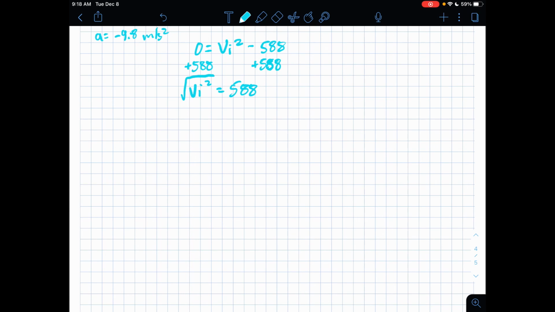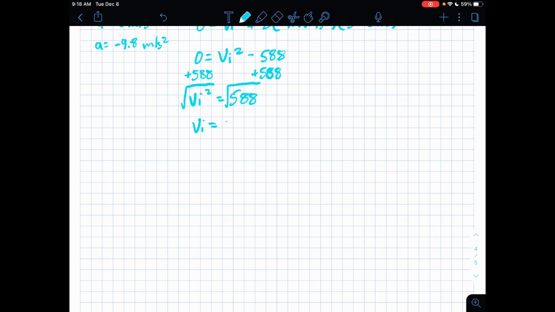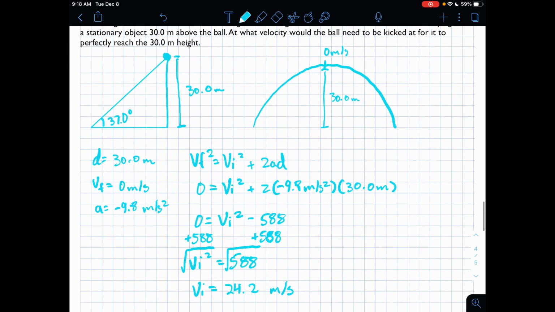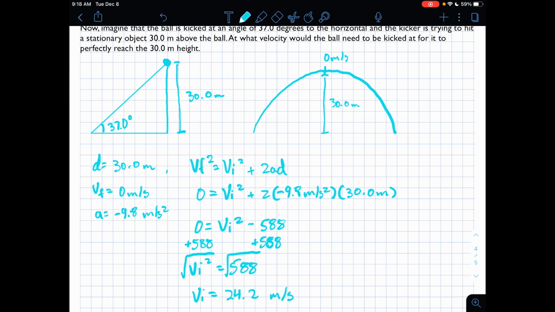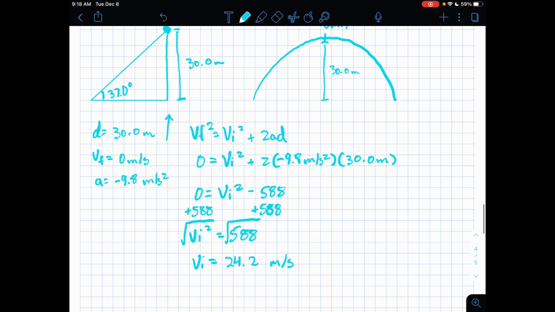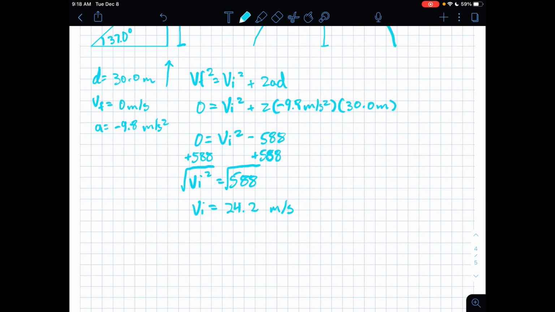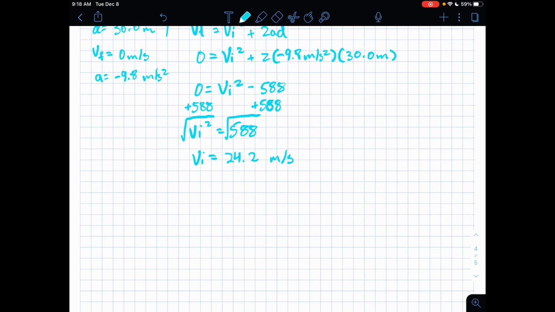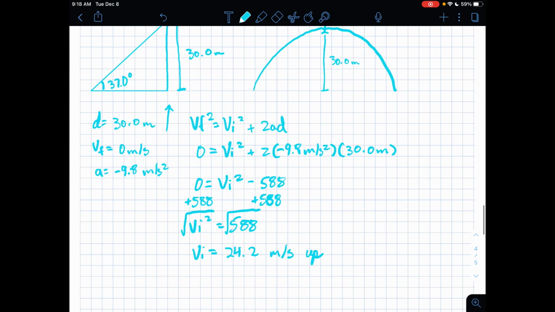And one last step that we would need is just to square root both sides to get rid of the square. So the initial velocity would then be equal to, if you put that into your calculator, 24.2 meters per second. Now, since the distance that you used is a vertical distance, you have to keep that in mind. Since the distance is vertical, this velocity that you found here is also going to be the vertical velocity, the initial vertical velocity. So you have to write that as 24.2 meters per second up.